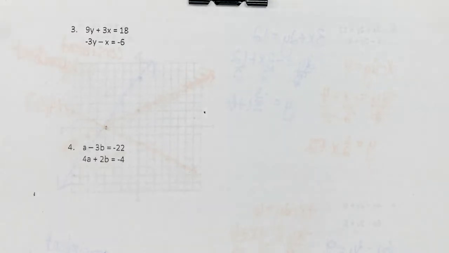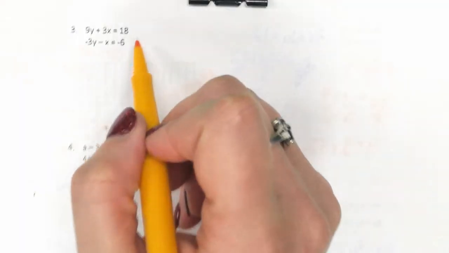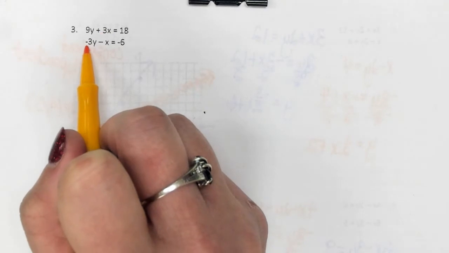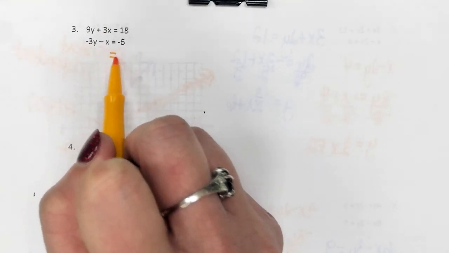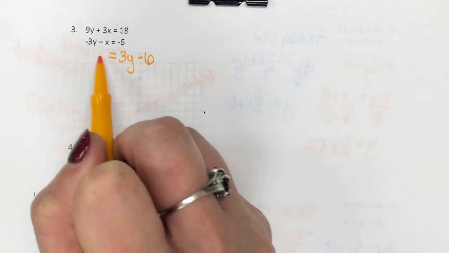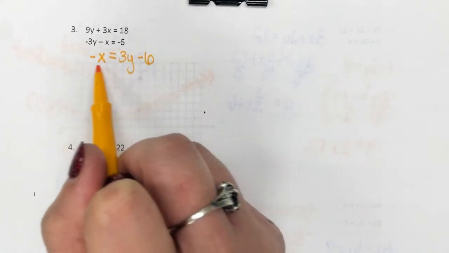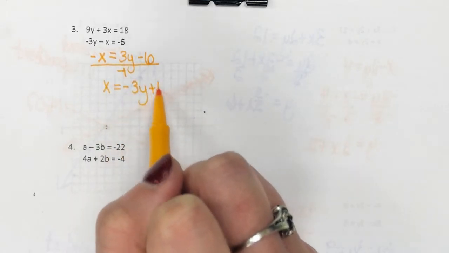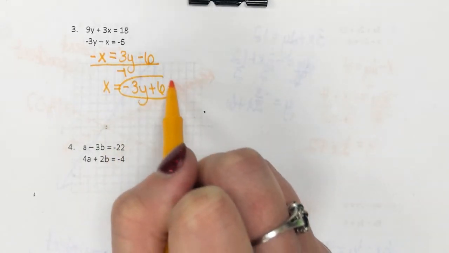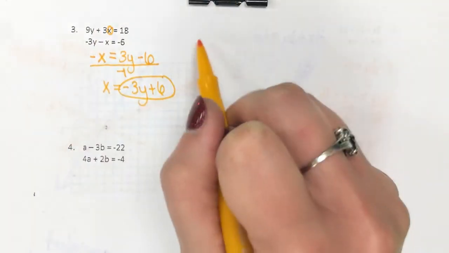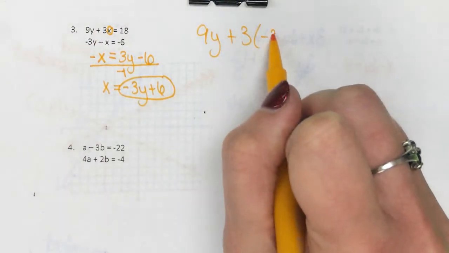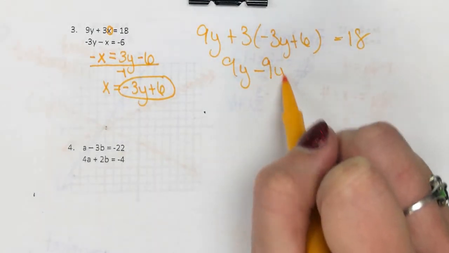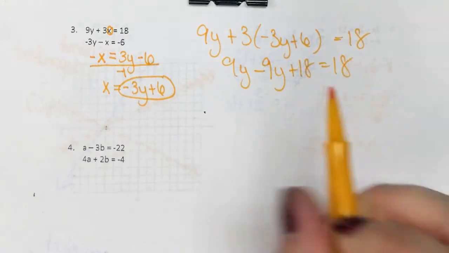All right, which one did y'all work out on number 3? The top one or the bottom one? I worked out the bottom. So you're going to add that 3y over, right? And that would leave negative x. Then divide by negative 1, and you get negative 3y plus 6. So this is what we're going to plug into the other one. So we got 9y plus 3 times negative 3y plus 6. So 9y minus 9y. Where are you confused here?